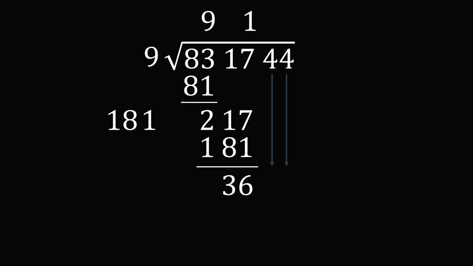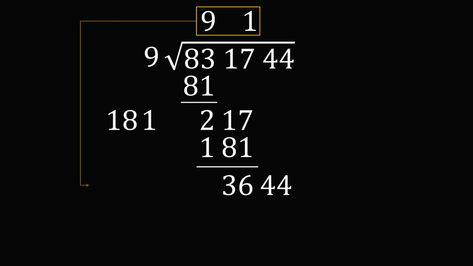We now bring down the next 2 digits, 44. What will the next divisor be? We take the result from before, which is 91, and we are going to double it. So 91 times 2 is 182. Suppose the next digit is c, the divisor will then be 182c.